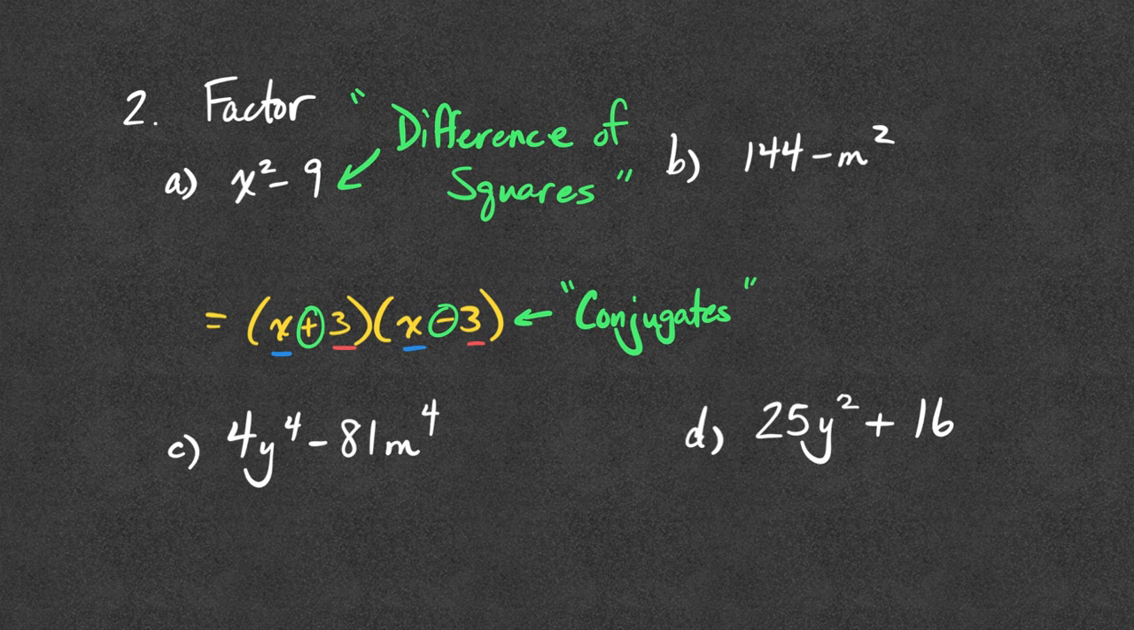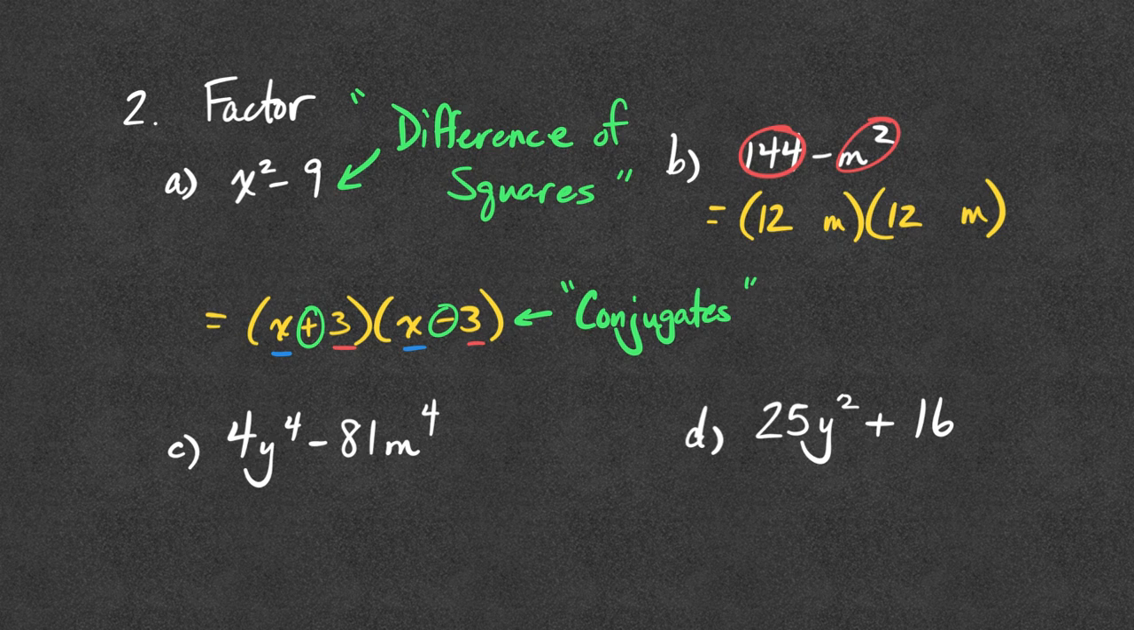Well, I now take a look. 144 is a perfect square. That's 12 times 12. And m squared is a perfect square because, duh, look, the squared. So if I was to factor that expression, I know at the beginning of both brackets, I need to have what multiplies by itself to give me 144. There's my 12. At the end of both brackets, I need to have what multiplies by itself to give me m squared. There's my m.